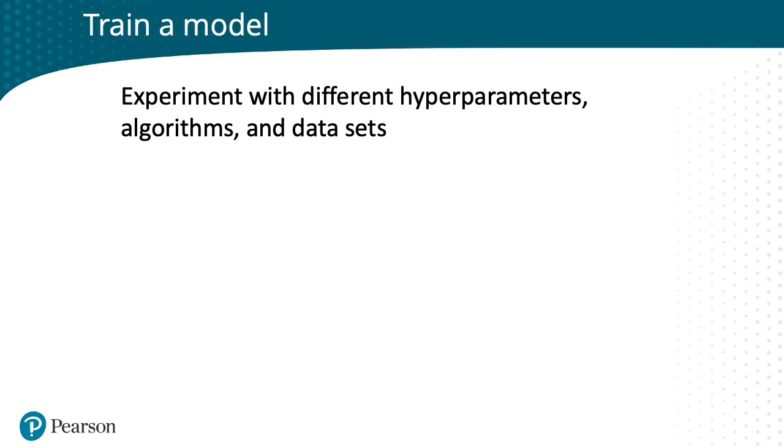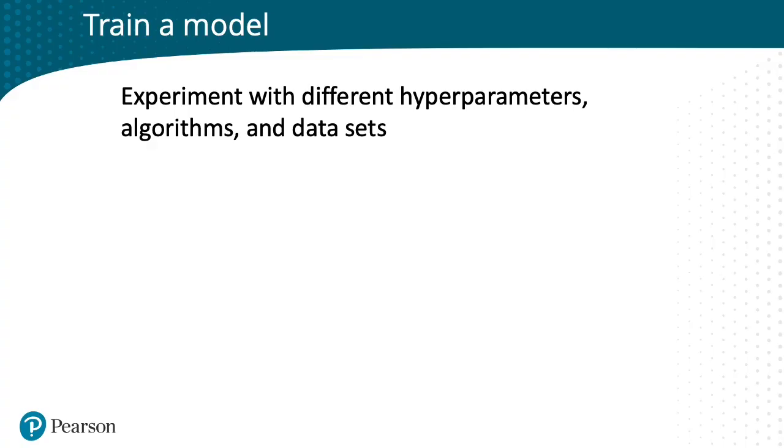All right. Now that we've gone through the process of gathering the data, we've analyzed it, we've prepared it, we can finally start training a model. So when we get to this part of our MLOps pipeline, what that means is we experiment with different hyperparameters, different algorithms, and maybe even different data sets.